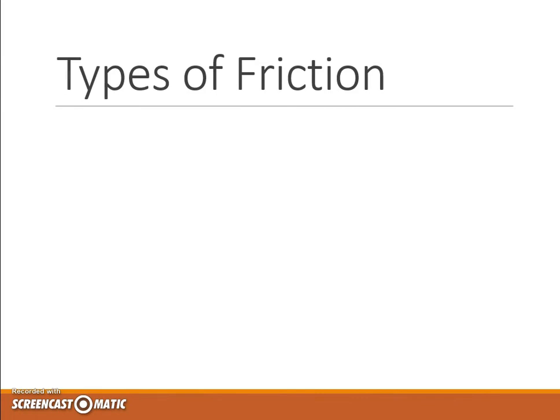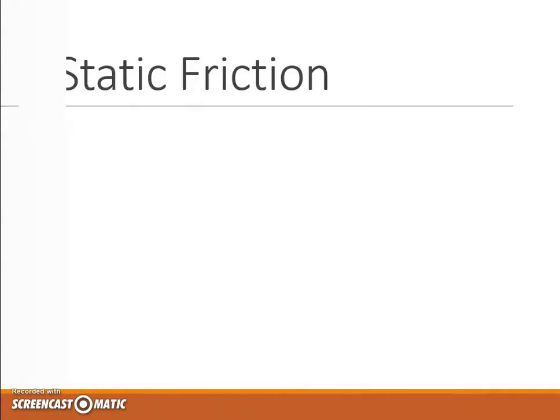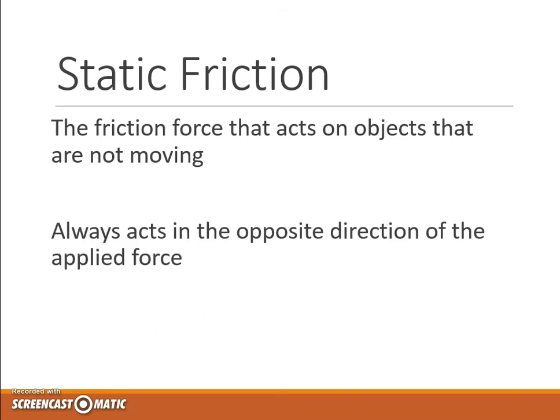And we have 4 different types of friction. So static, sliding, rolling, and fluid. Static friction is when the object is not moving. So think about a couch or maybe one of my heavy filing cabinets in my classroom. Those things are not moving. They're going to be really hard to move as well. And again, friction is always in the opposite direction of any applied force.